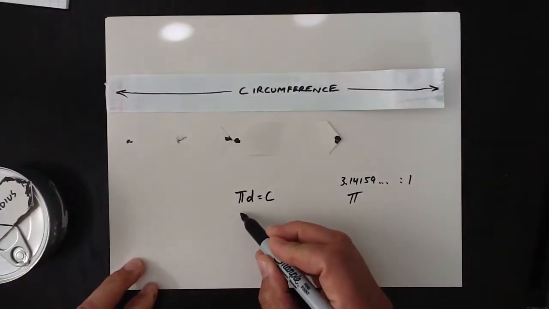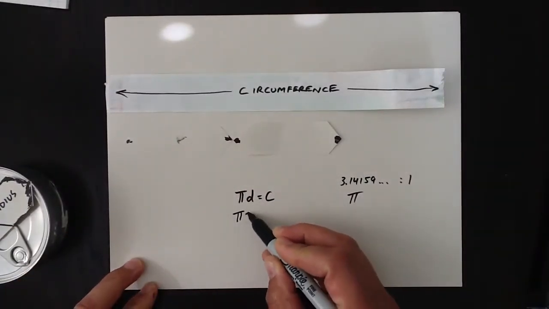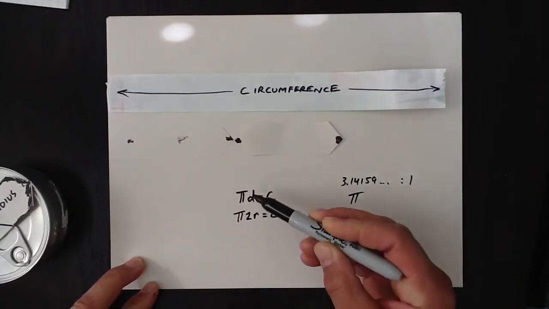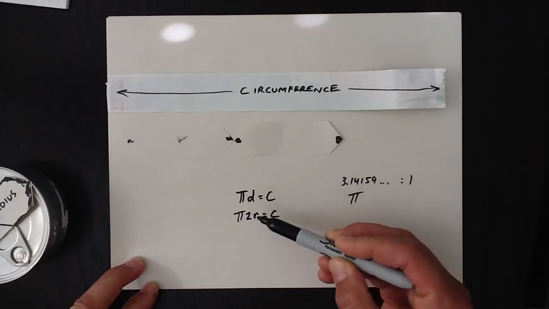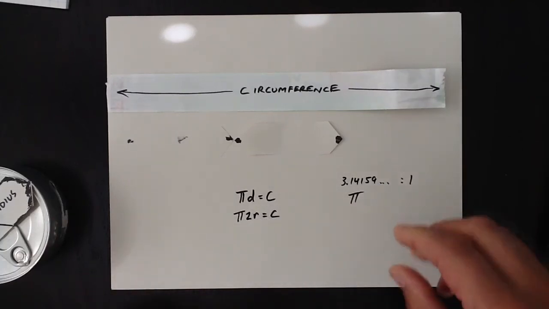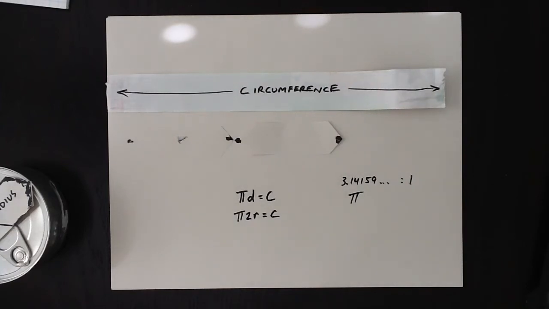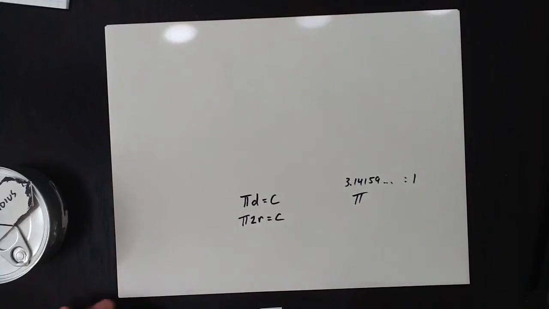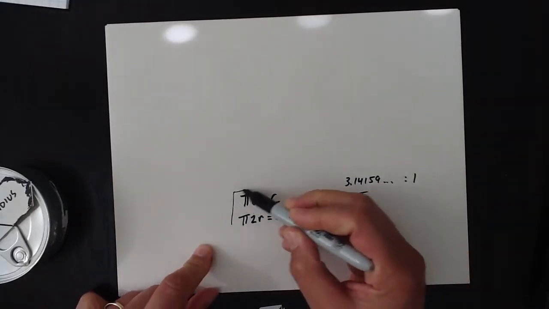That means that pi times 2 times the radius will also equal the circumference. These two things are the same. The diameter is 2 radiuses. It's the same thing. So if you're given the radius or you're given the diameter, you can calculate the circumference. Now that's one element of circle geometry you need to know. You need to know these 2 formulas.